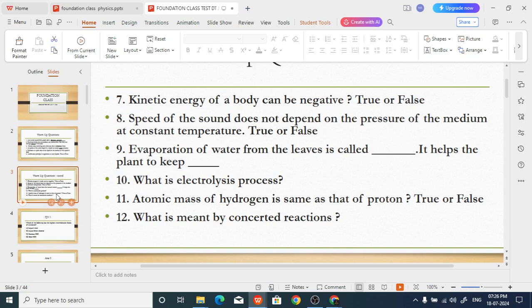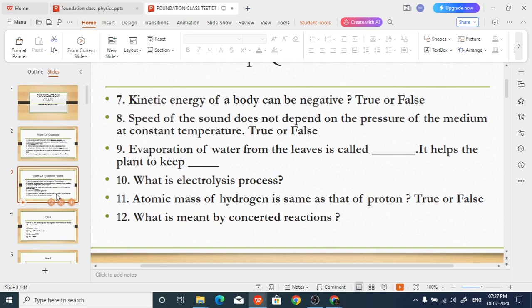What is the electrolysis process? What do we mean by that? Any idea? Have you heard of the electrolysis process? Sir, depositing one metal on another metal. No, that is electroplating. Very good, what you say is correct. Electrolysis process is nothing but splitting hydrogen and oxygen from the water. That process is called the electrolysis process.